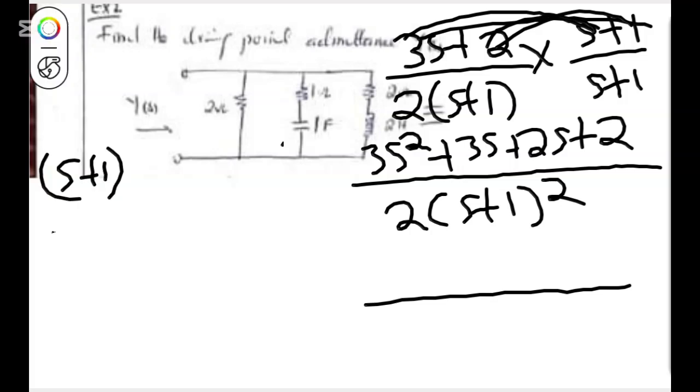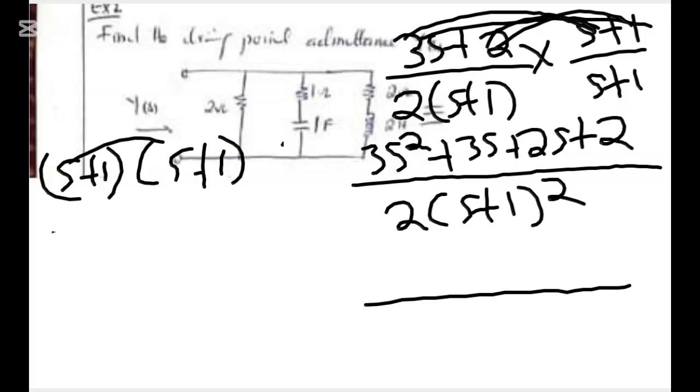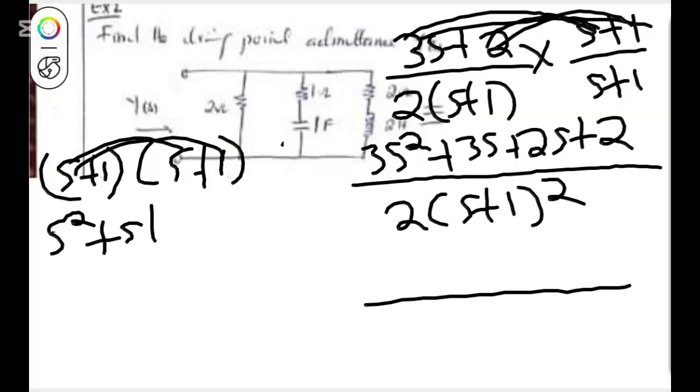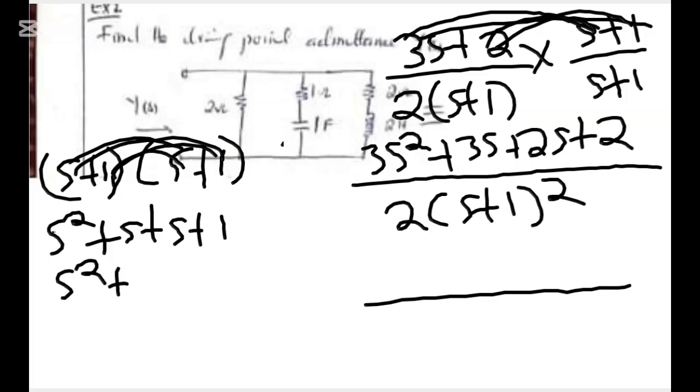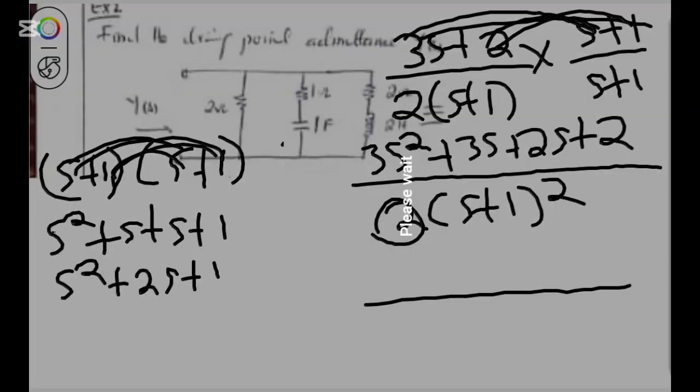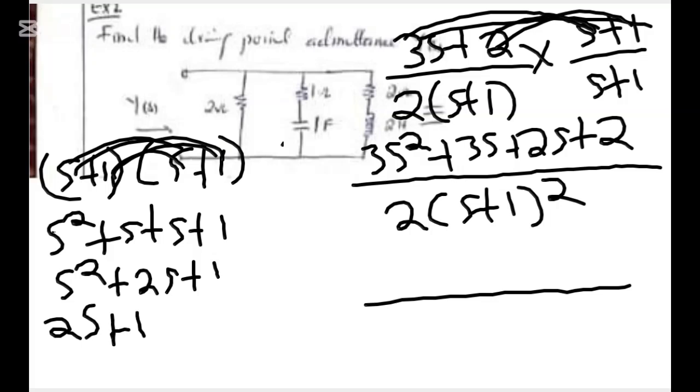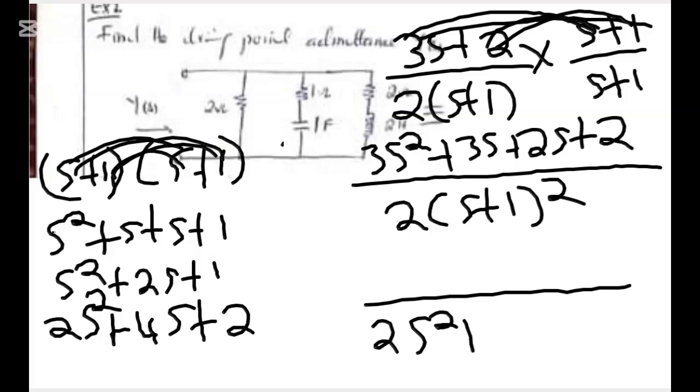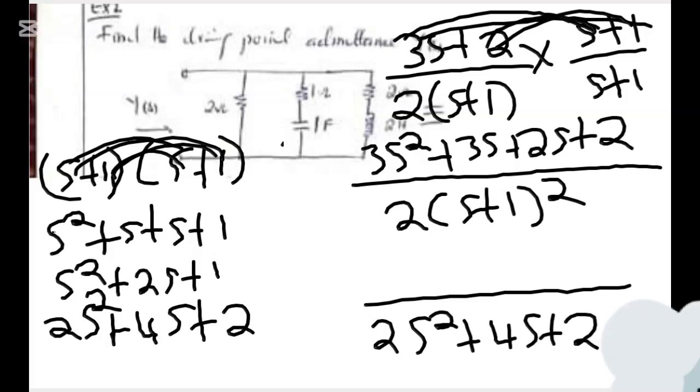S plus 1 and also s plus 1. S times s, I'll get s square, plus s times 1, I'll get s, plus 1 times s, I'll get s, plus 1 times 1, I'll get 1. So I'll have s square plus 2s plus 1. Don't forget I will multiply with this 2. So this will now become 2s square plus 4s plus 2. So you don't have to be confused, but I have square here. So then I have to say 2s square plus 4s plus 2.